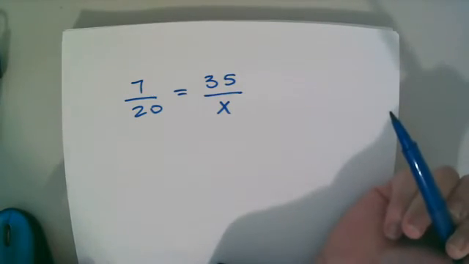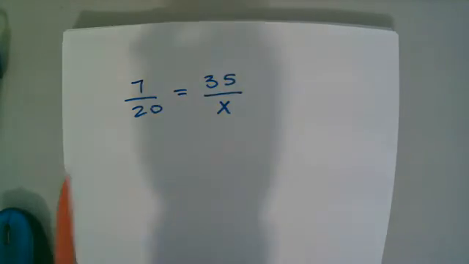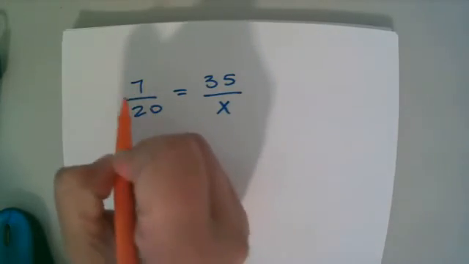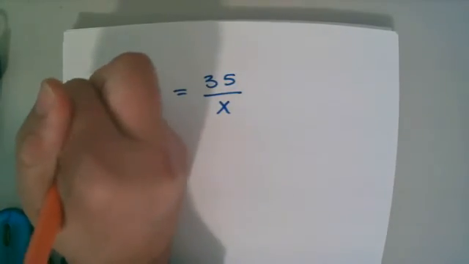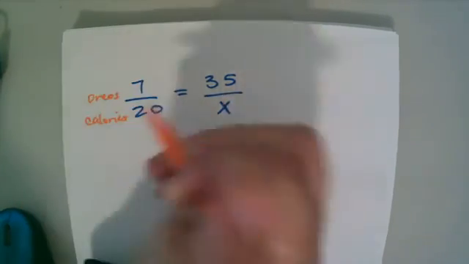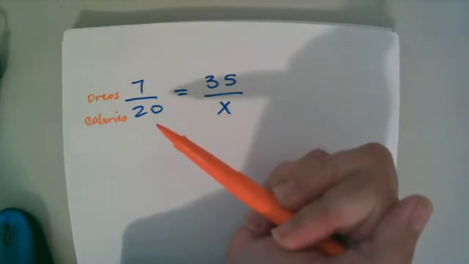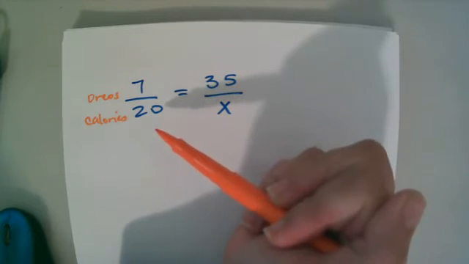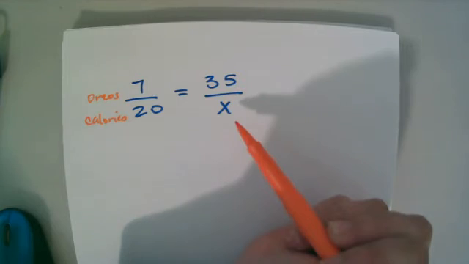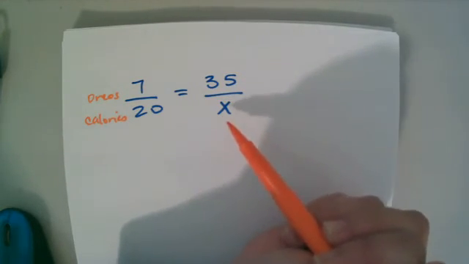Okay. So look how simple and cool this is, right? You use one ratio to help you figure out another amount. So this ratio was Oreos to calories. If you eat 7 Oreos, 20 calories goes inside your body. Now what happens if you eat 35 Oreos? How many calories are you going to consume? I don't know, but this is how I would set it up. So that would be my unknown, X.